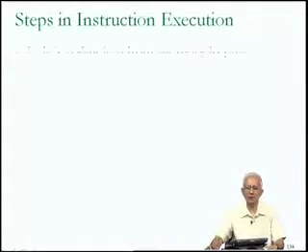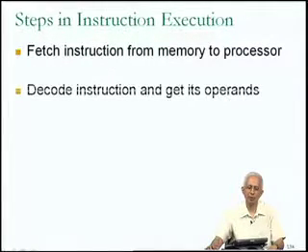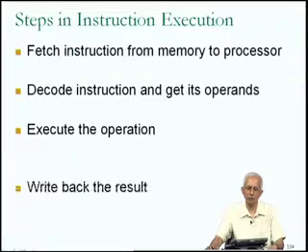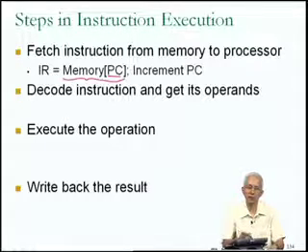So the steps in instruction execution we can now talk about as follows: fetching the instruction from memory to processor, decoding the instruction and getting its operands, executing the operation and writing back the result. Fetching the instruction involves 2 operations. One is sending the program counter value to memory. Memory will respond by looking up what the current contents of that memory location are, sending it back to the processor, which stores that instruction into the instruction register.